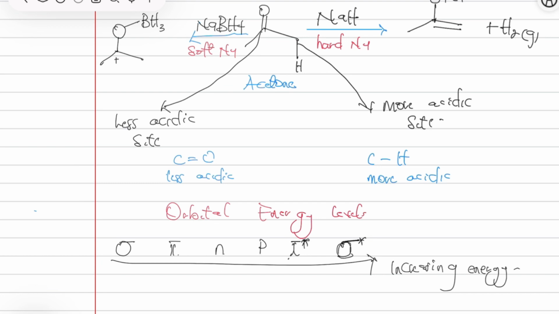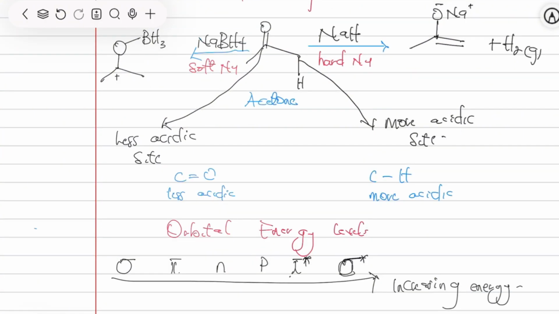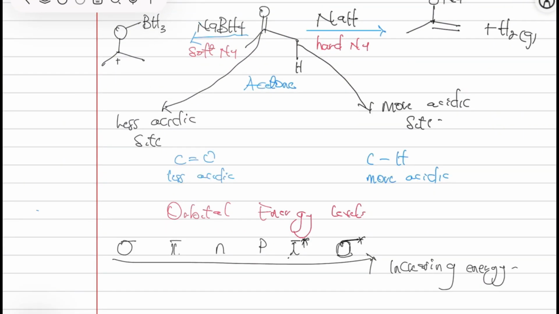For a bond to break, it means that an electron has to be donated into the pi star or the sigma star. From here, we observe that to break a bond, the pi star is lower in energy than the sigma star, meaning that the sigma star is of higher energy than the pi star. So a hard nucleophile tends to break the sigma star, which is high in energy, while the soft nucleophile tends to break the pi star.